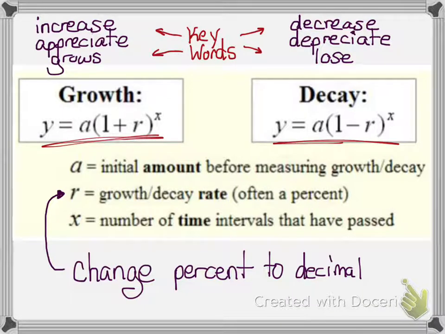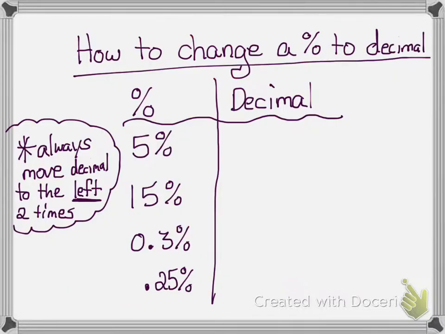The A represents the amount, R is the rate that you have to change to a decimal because it's given to you as a percent, and X represents time. But before we start, let's go over how to change percentages to decimals.